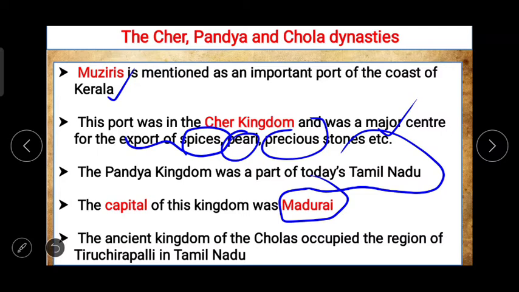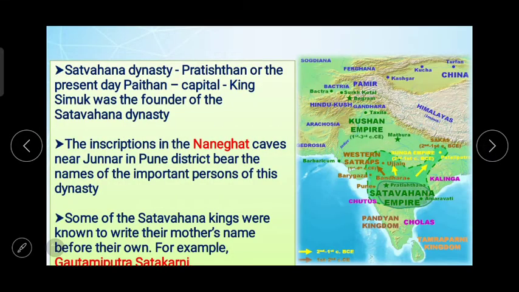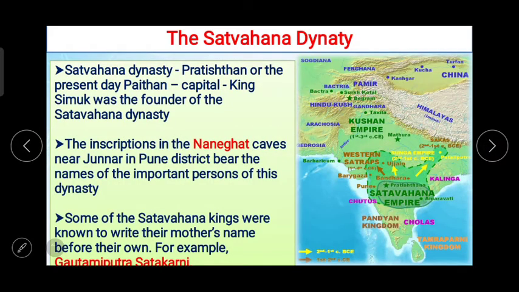And one more thing which is again very easy to keep in mind, that whenever we are talking about the trade of India with other countries, or trade of Indian kingdoms with other countries, तो ये तो हमें ध्यान में रखना है कि हमारे यहाँ के जो स्पाइसेस हैं, पर्ल हैं, प्रेशियस स्टोन्स हैं, वो बहुत फेमस थे, और उनका ही व्यापार बाकी देशों के साथ होता था. So we talked about the Chera, Pandya and Chola dynasties, and now the Satavahana dynasty.